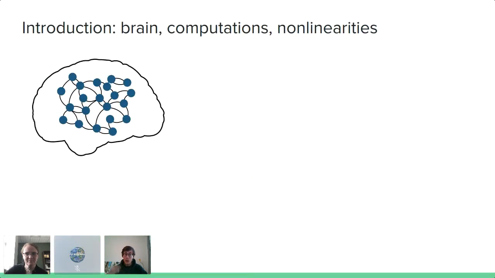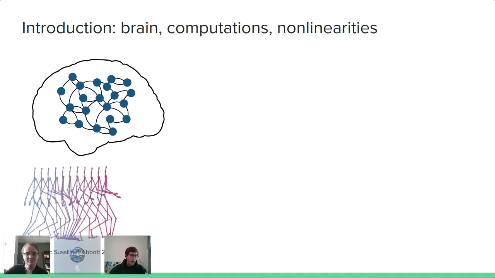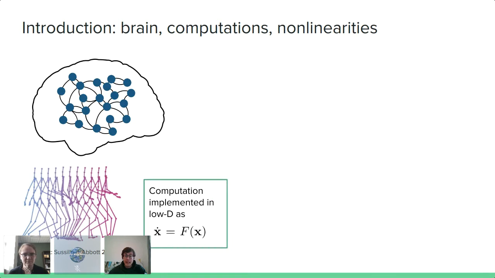So why do we think that they are important? Well, we know that the brain is formed by networks of neurons, and together they solve complicated tasks. For example, locomotion, but there are many other examples. The hypothesis here is that the brain represents low-dimensional signals, and computation is implemented within these signals in the form of a nonlinear dynamical system.